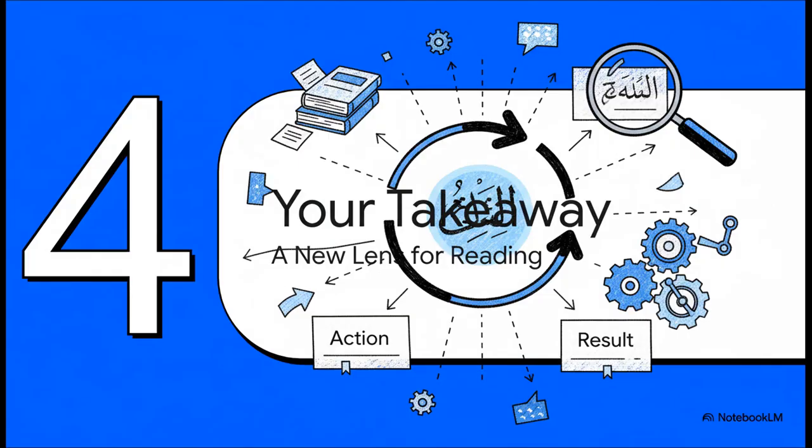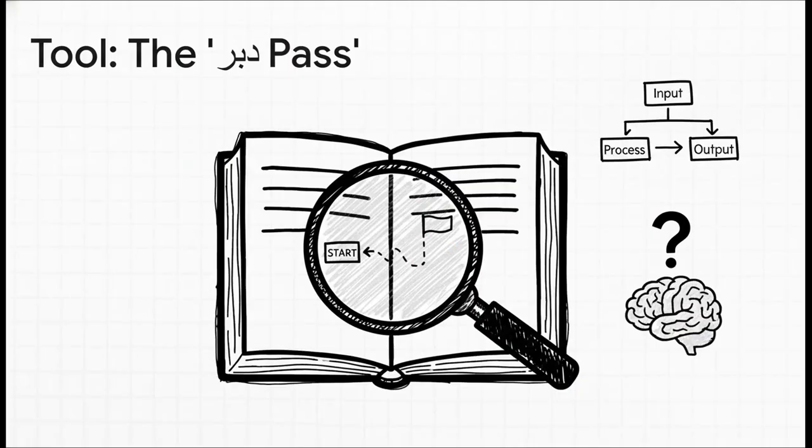So why does all this matter? Well, because understanding this loop gives you a really powerful new lens, a set of tools you can use to analyze texts, systems, pretty much anything with a lot more depth. First, you can use what we'll call the DBR pass. When you're analyzing something, ask yourself, what's the action being taken here? What's the intended outcome that it's working from? And most importantly, what's the end state this action is designed to produce?